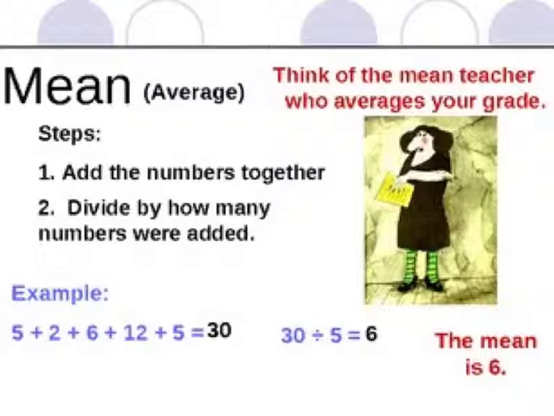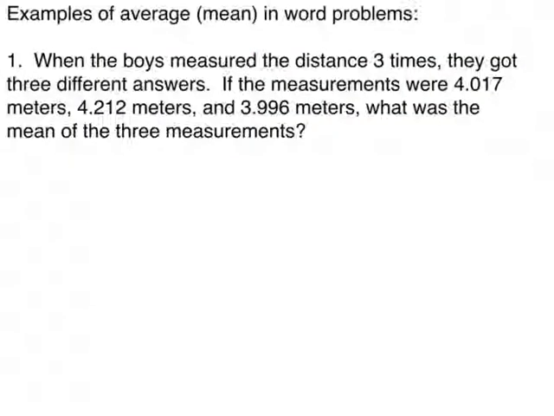All right, let's go to the next frame. This is an example of mean in a word problem. When the boys measured the distance 3 times, they got 3 different answers. Now, obviously somebody's wrong. If the measurements were 4.017 meters, 4.212 meters, and 3.996 meters, what was the mean of the 3 measurements? Now see, this is a real life application where you would need to know how to do this to solve a problem. So what would you do here?